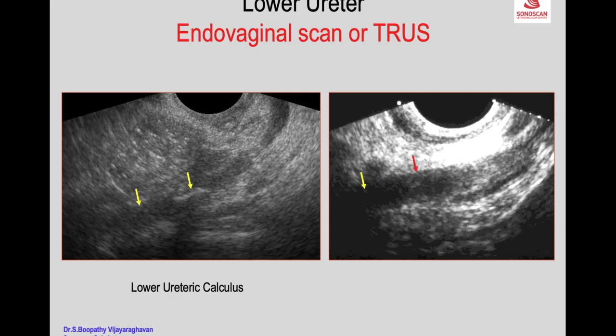The obstruction is due to a soft tissue mass in a diabetic patient. It is a sloughed papilla causing obstruction in the lower ureter. So that is well seen by either endo.